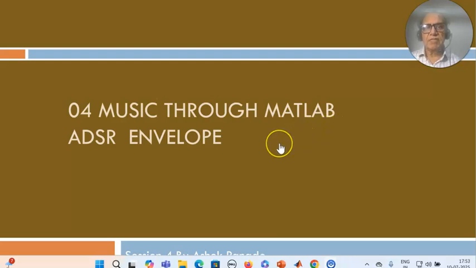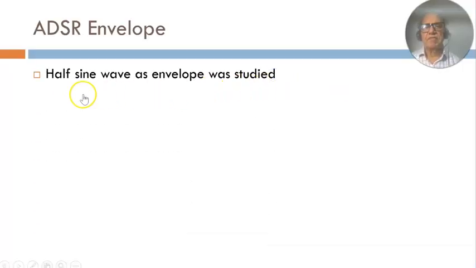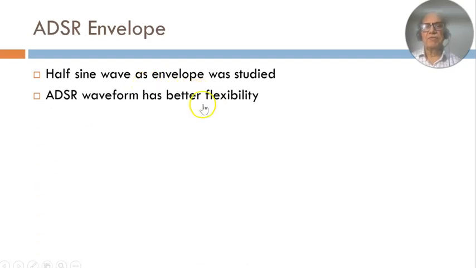So this is the fourth session on the topic music through Matlab, and we are going to study ADSR envelope in this session. Now previously we have studied half sine wave, how to use it as an envelope. However, this particular envelope has very little flexibility, whereas if you use ADSR envelope, it has much better flexibility. So let us first of all see what this ADSR stands for.